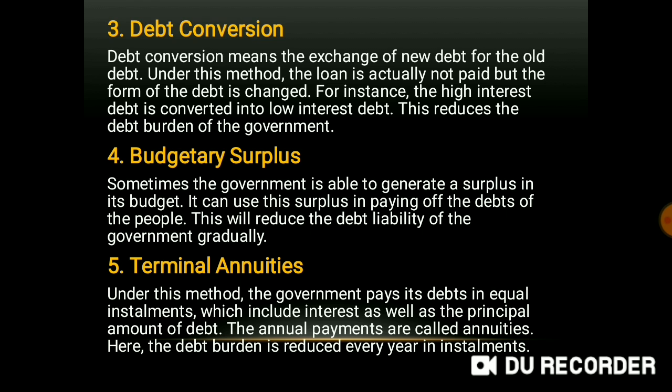The fifth method is the terminal annuities. Annuities out here means the annual payments that are made by the government. Under this method, the government pays its debt in equal installments, which include interest as well as the principal amount of debt. Here, the debt burden is reduced every year by the government in installments. So this is what is known as terminal annuities.